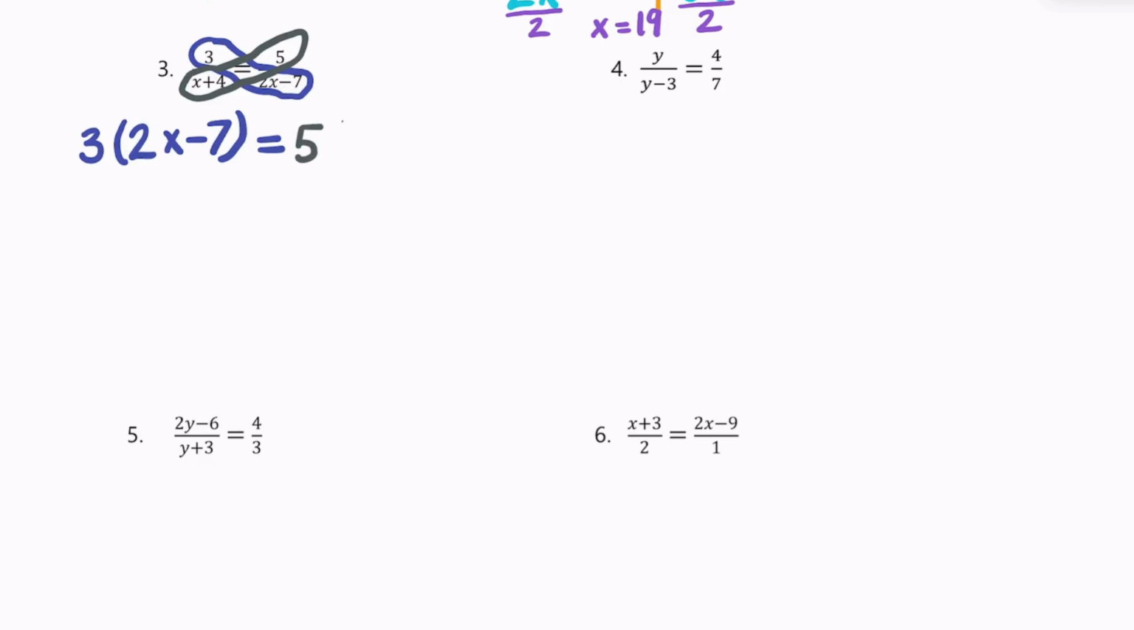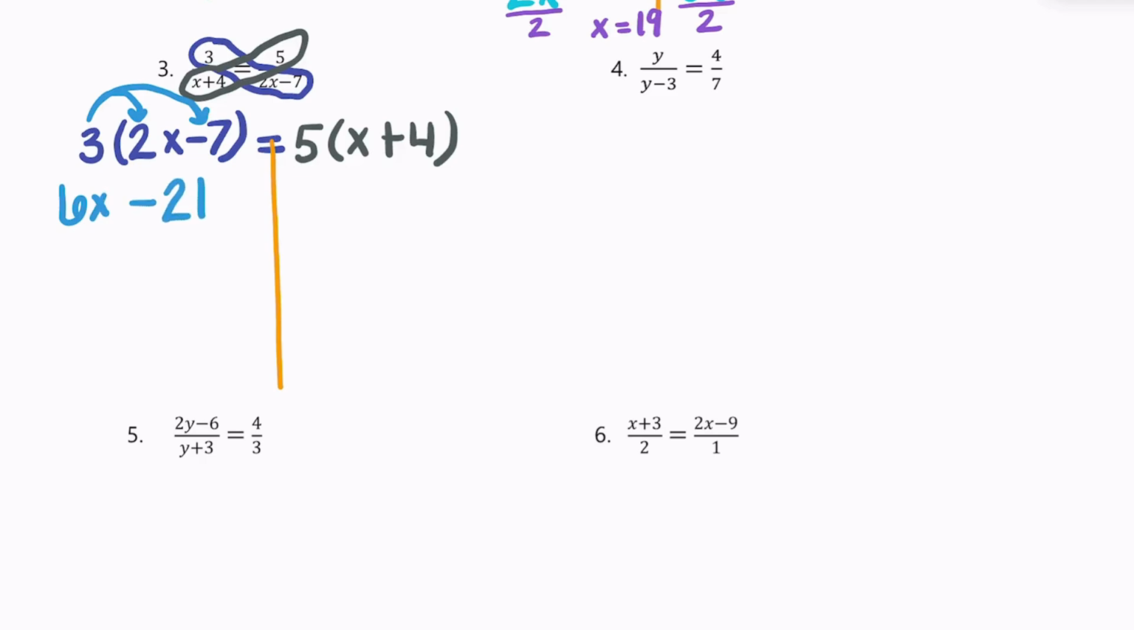5 times the quantity, that expression x plus 4. So that's going to also go in parentheses. From there, I'm going to say, okay, do I have any distribution to take care of? And I do. I'm going to draw my line down my equal sign. I'm going to distribute this 3 to everything in parentheses. So 3 times 2x will give us 6x. 3 times negative 7 will give us a negative 21. On the right-hand side, we're going to distribute or multiply that 5 to everything in parentheses. 5 times x will give us 5x. 5 times 4 will give us 20.